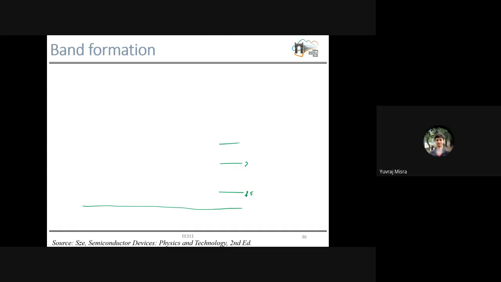Sir, I just had a question. Given that the Schrodinger atomic model is more realistic than the Bohr model, is there a specific reason why we use the Bohr model when discussing band formation physics?